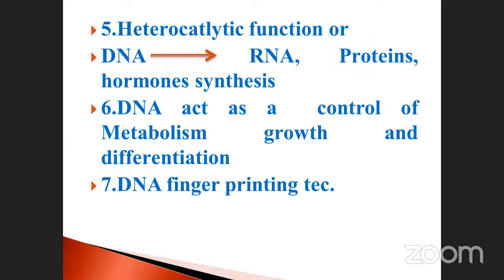And then the heterocatalytic function. What is the meaning of heterocatalytic? Other than DNA molecules, it produces other molecules. DNA can produce RNA molecules, and RNA can produce protein molecules. DNA to RNA is transcription. With the help of DNA and RNA, protein molecule synthesis takes place. That condition is called translation. Hormone synthesis also takes place. These are the heterocatalytic functions done by DNA molecules.